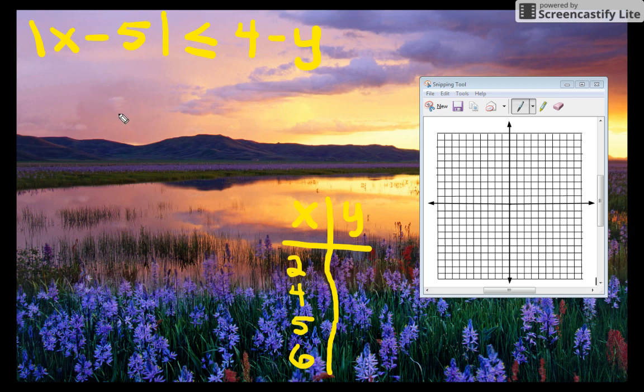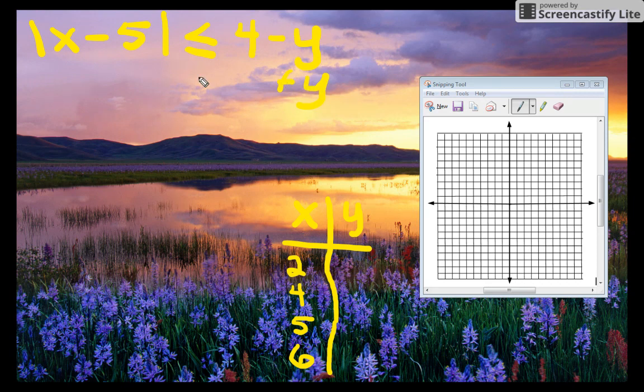Sometimes you're going to get a function that has y that's not by itself. Your first step is to make sure that you isolate y. So our example here is the absolute value of x minus 5 is less than or equal to 4 minus y. Well, right away I see that this negative is with this y and I want to make it positive, so I'm going to add y to both sides to get y to be positive.